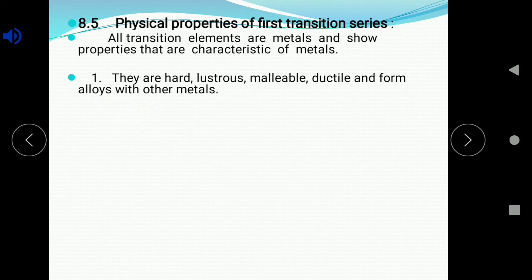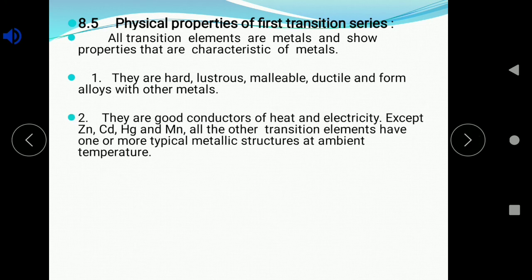What is an alloy? When two solids combine, the mixture of these two metals is called an alloy. So, these are typical metallic properties. They are hard, lustrous, malleable, ductile, and they can form alloys with other metals. Another property, you know it very well, is that they are good conductors of heat and electricity. There are exceptions, which are zinc, cadmium, mercury, and manganese. They don't show typical metallic properties.